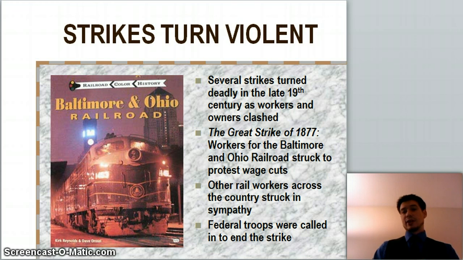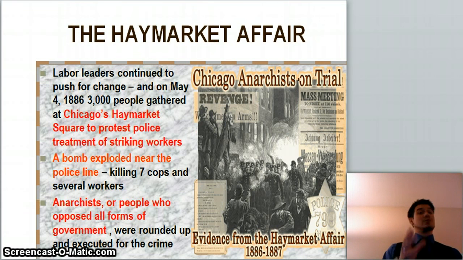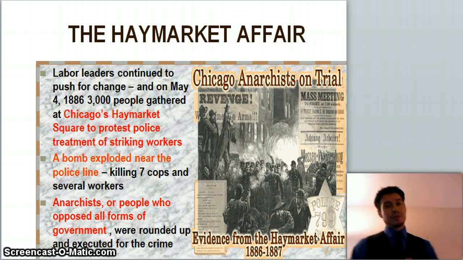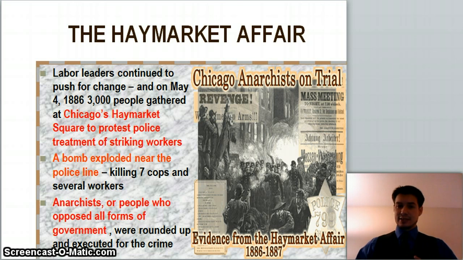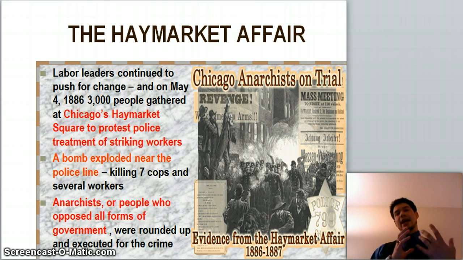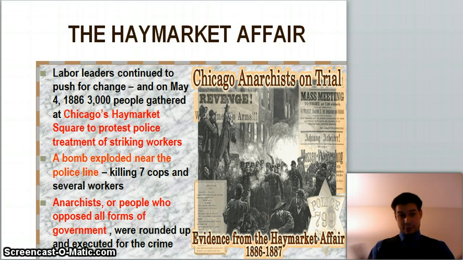We have everything from the Great Strike of 1877 that turns violent, and so on. But one of the most famous ones that you need to know about is the Haymarket Affair. This was huge. This happened in Chicago. Labor unions continued to push for change, and on May 4th, 1886, we have 3,000 people gathered at Chicago's Haymarket Square to protest police treatment of striking workers. And soon a bomb explodes near the police line, killing 7 cops and several workers. And so anarchists, or basically people who oppose all forms of government, were rounded up and executed for the crime. It was huge.